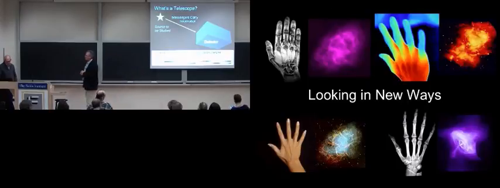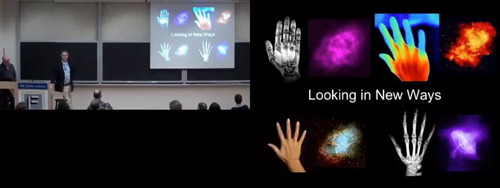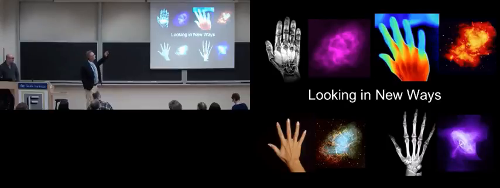Okay, so next slide. So again, just to kind of reinforce that, the reason why we do that is when you look in new ways, you get different information. So the idea here is I show you pictures of a hand with different instruments. So they go from an MRI, which is kind of like radio frequencies. The object next to that is the Crab Nebula in radio wavelengths, right?